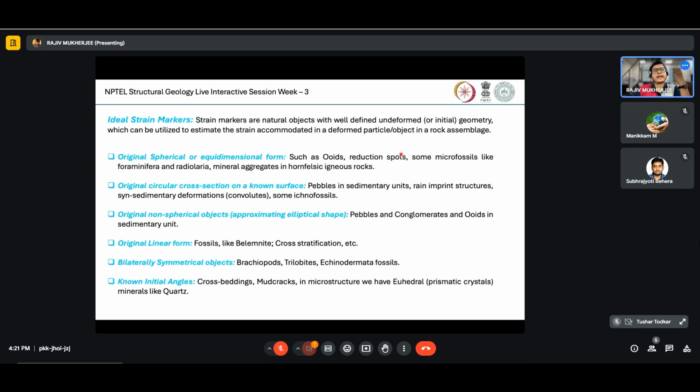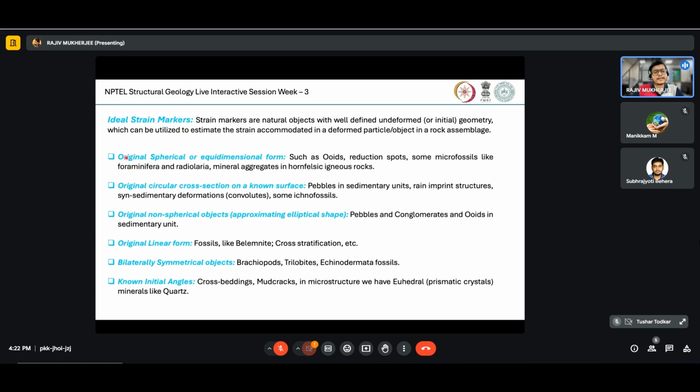Because as you can see, we will go into deeper analysis for estimating the strain. We need a very large number of data to actually minimize the deviation, or the standard deviation, of our results or the analysis. And so that is why strain markers should be some objects that are present in a very large number, so that we can analyze each and every one of them to actually estimate the strain, right?